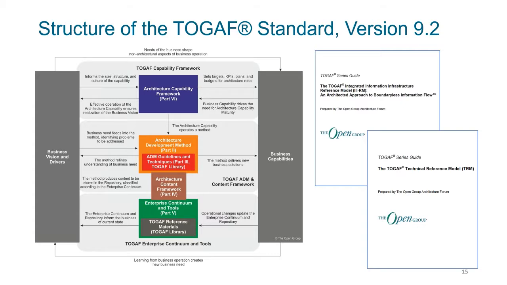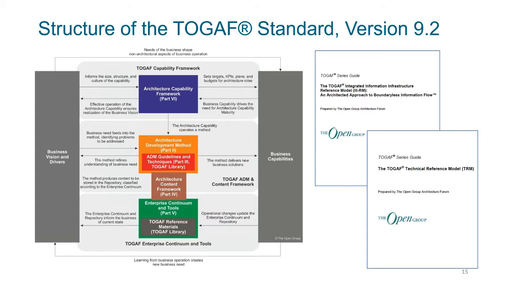So what is the minimum set of products, if you want to call them outputs, or the minimum set of outputs that you're going to generate from the ADM activities? I don't know, I'm new to this, I'm confused, then you follow the architecture content framework. The enterprise continuum and tools is basically, if you wish to compare it, the logical view of what the tool is going to look like, and then the actual physical perspective of what the tool is or is going to be, right?